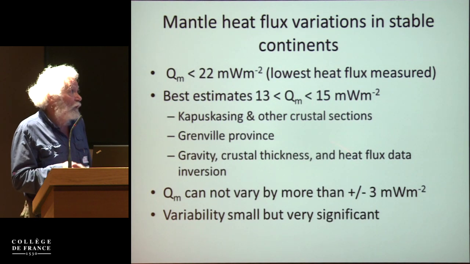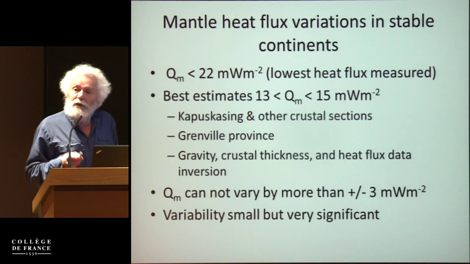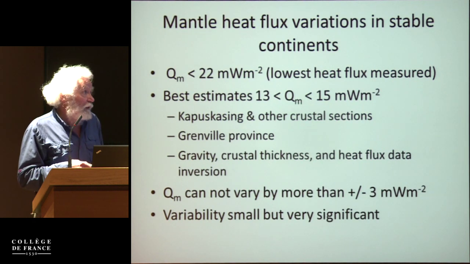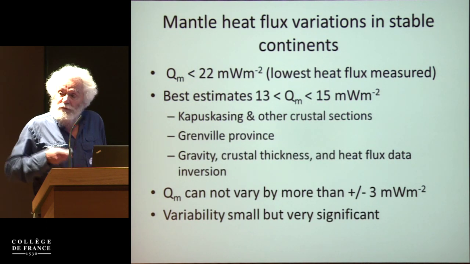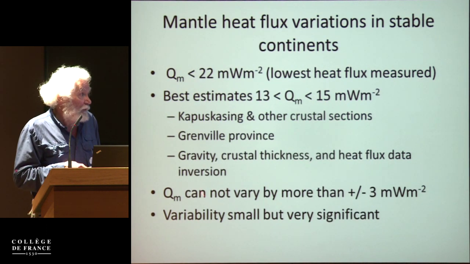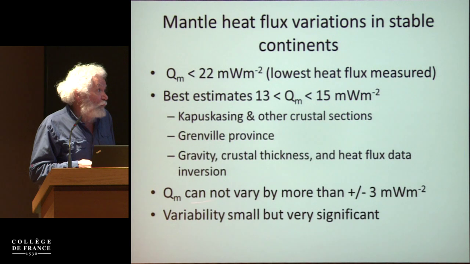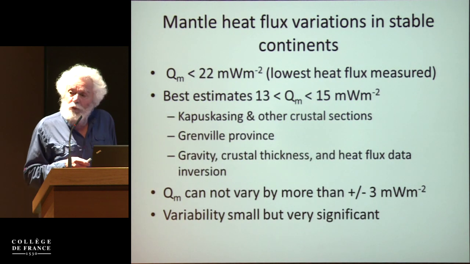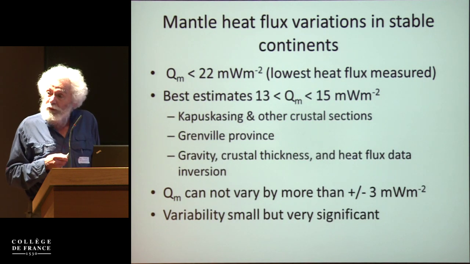And then we have done some modeling of gravity, crustal thickness, and seismic refraction data, and tried to invert simultaneously all these constraints, and we get 30 milliwatts per square meter. The conclusion is that the mantle heat flux should not vary by more than plus or minus 3 milliwatts per square meter, but it makes a hell of a difference.